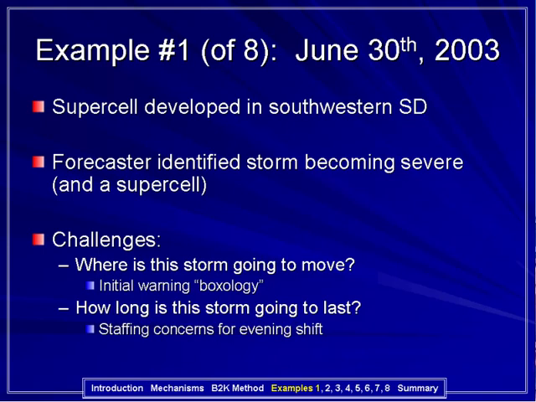This first example really epitomizes what I've been talking about regarding situational awareness and predicting supercell motion. And this is an actual event a forecaster here at Rapid City experienced. He had several challenges. The first one is, how is the storm going to move as it became a supercell? And the next one was, how long was the storm going to last?